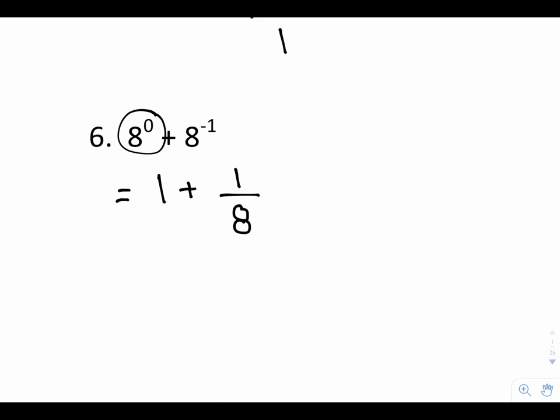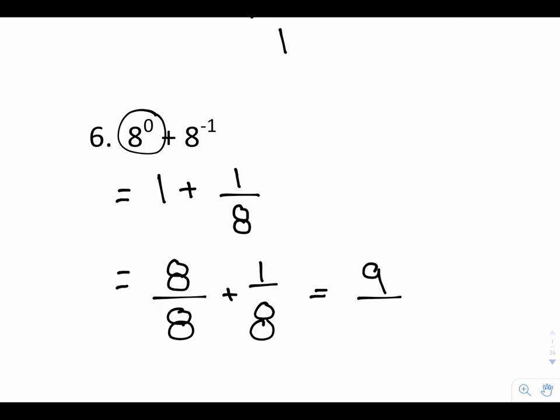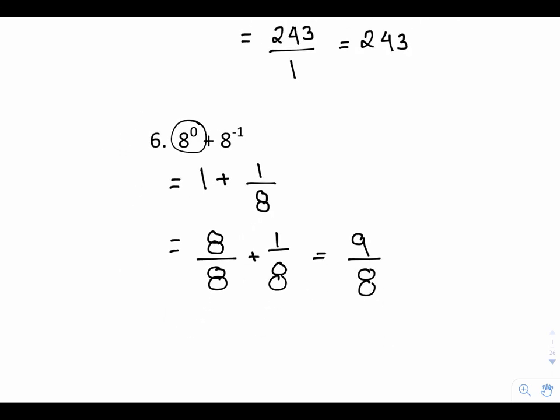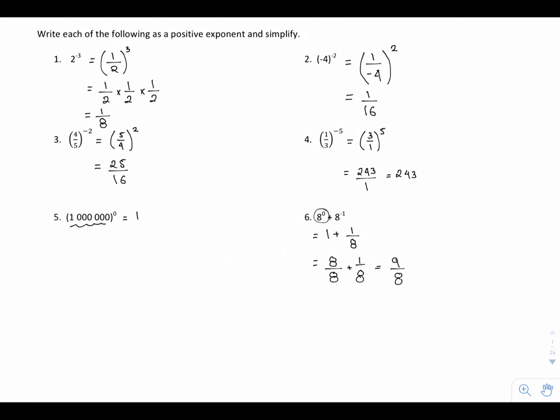And now what it boils down to is adding 2 fractions. So I'm going to get my common denominator here. I'm going to get 8 over 8, multiply top and bottom by 8, plus 1 over 8. And this means I can add the fractions together to give me 9 over 8. So there you have your 6 questions involving negative exponents done for you.